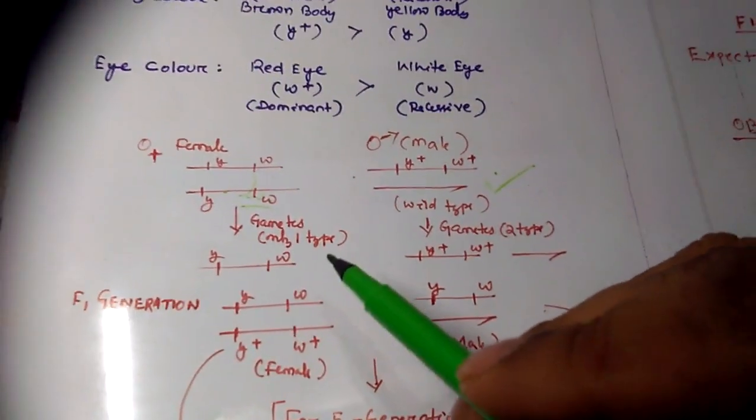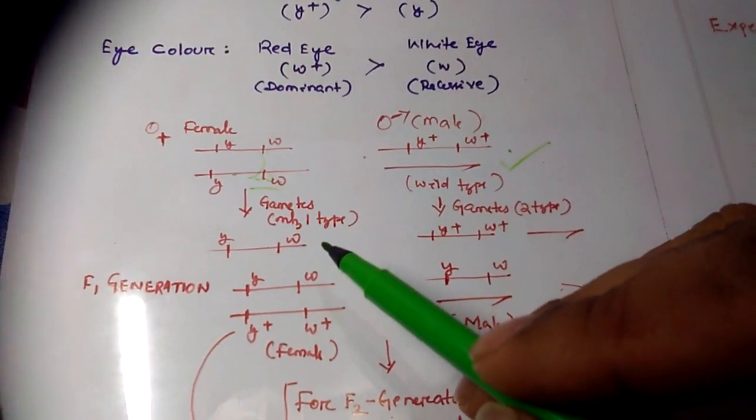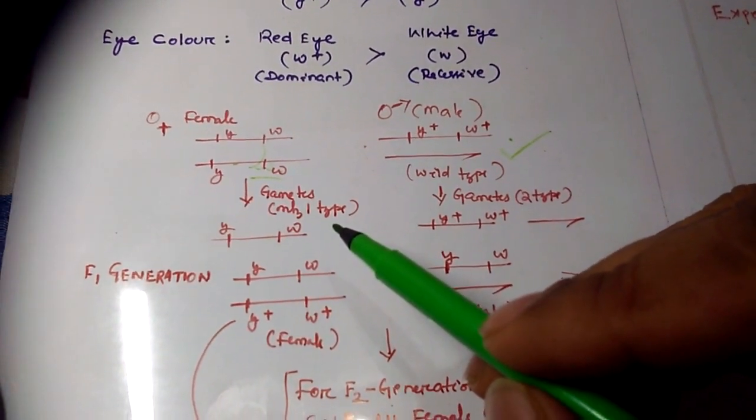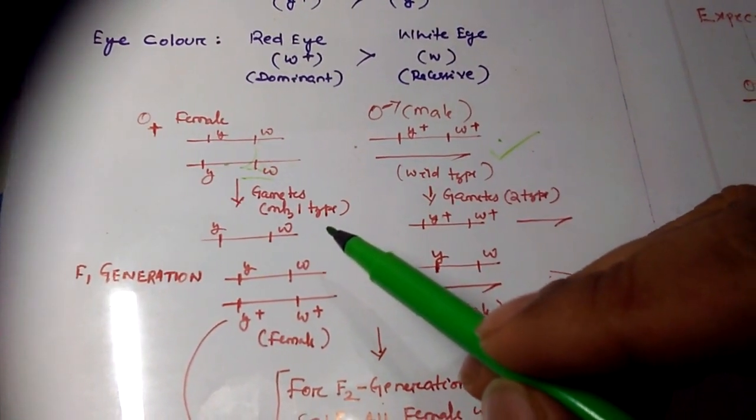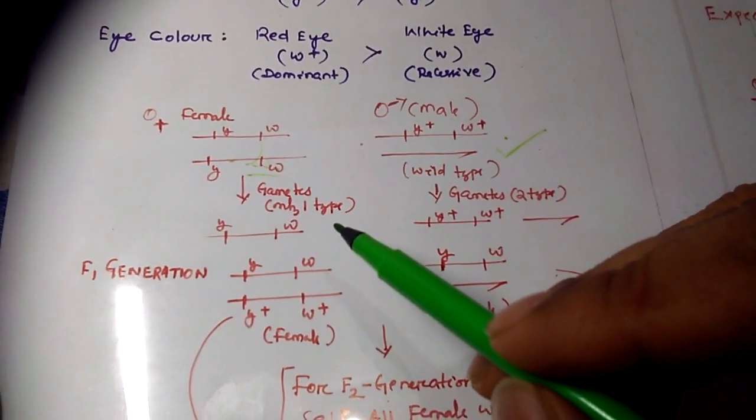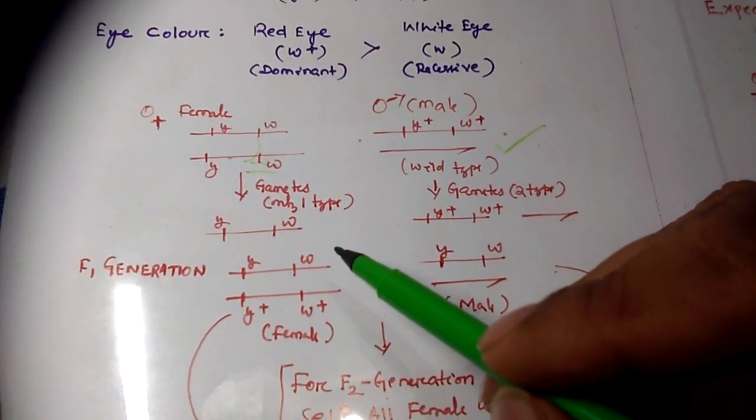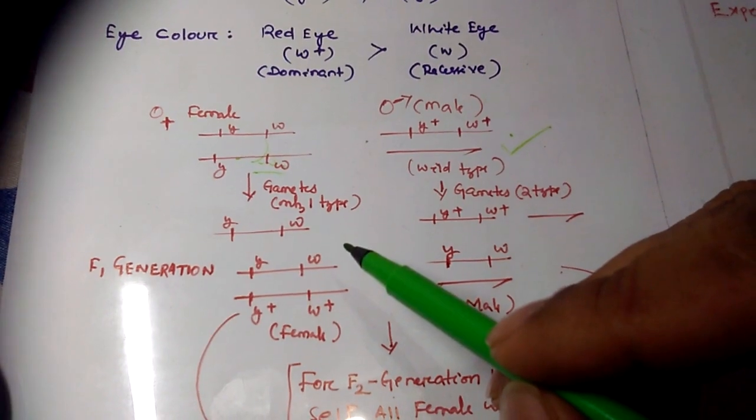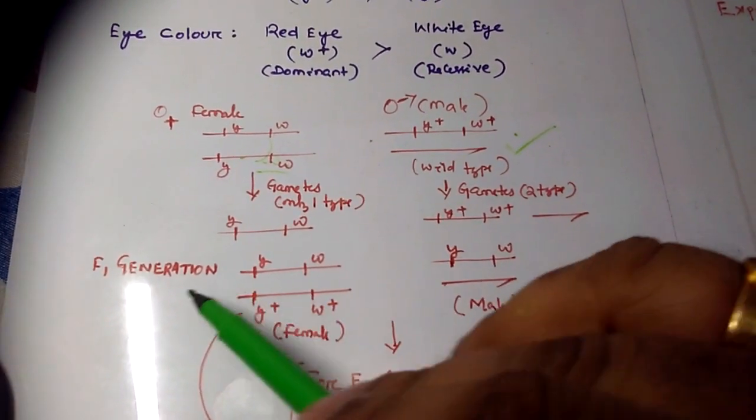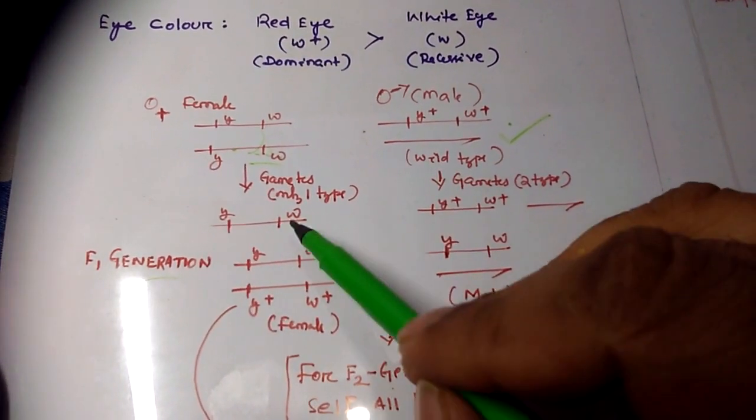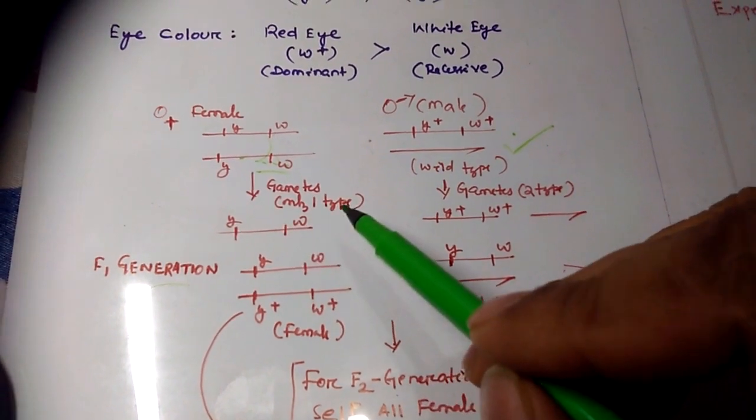So we have to do the same thing that we did in Mendel. We have to find the F1 generation, we have to find the F2 generation, and we have to see whether we are getting the same ratio or not. What is the F2 ratio? 9:3:3:1.